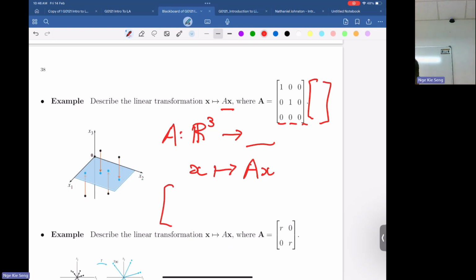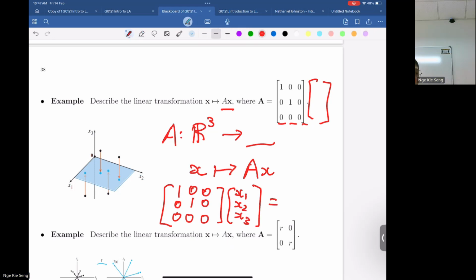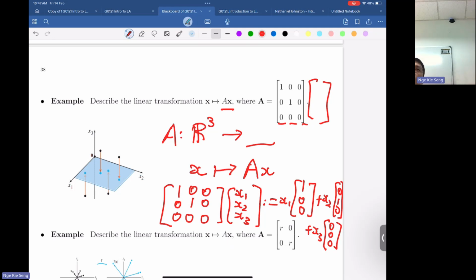If you have, let's say, the matrix 1 0 0, 0 1 0, 0 0 0 multiplied by x1, x2, x3, what do you get? What space do you live in? What did you get here? By definition, what did you get? x1 times 1 0 0 plus x2 times 0 1 0 plus x3 times 0 0 0. So in the end, what do you get? You also get R3.